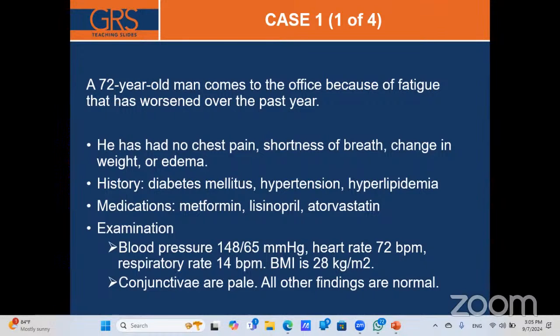His history includes diabetes mellitus, hypertension, and hyperlipidemia. As regards medications, he's on metformin, lisinopril, and atorvastatin. His vital signs: blood pressure is 148/65, heart rate 72 beats per minute, respiratory rate is 14, and BMI is 28. His conjunctiva are pale and other findings are normal. Next slide.